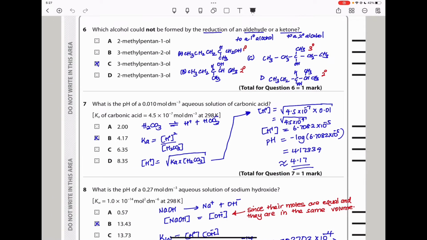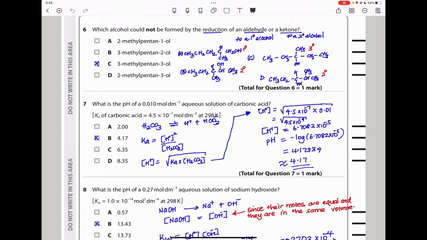It says, what is the pH of a 0.01 mole per decimeter cubed aqueous solution of carbonic acid? Ka is given here, at 298 Kelvin. Carbonic acid breaks apart like this because, of course, it's a reversible reaction. And from this equation, we can see Ka is going to be the concentration of this times the concentration of that divided by the concentration of this.